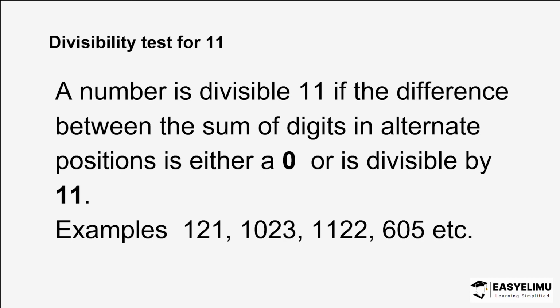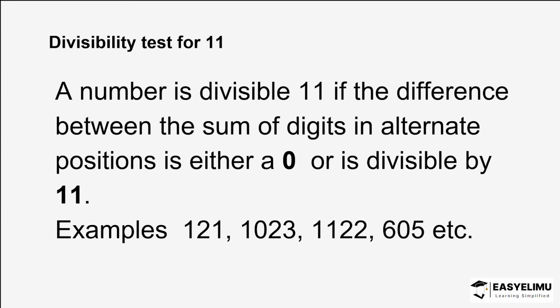So what is the test for 11? How do you know that a number is divisible by 11? If you're just given a number at a glance, how would you be able to tell that this number is divisible by 11? The test is as displayed on the screen. This is the condition you'll check: a number is divisible by 11 if the difference between the sums of digits in alternate positions is either 0 or a number that is divisible by 11.